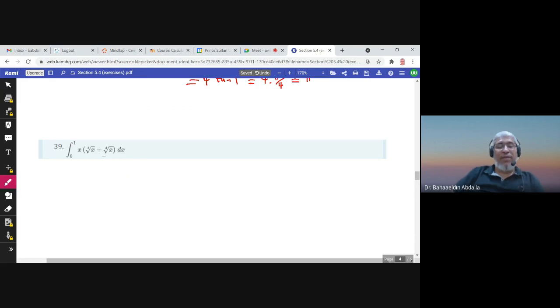Here I need to expand and to change these two powers. So I will write it x times this cube root of x. I can write it x to the power 1 over 3, and this is the fourth root, I can write it x to the power 1 over 4 dx. And then I multiply, expand. So x times x to the power 1 over 3 would be x to the power 1 plus 1 over 3, which is 4 over 3, and x times x to the power 1 over 4, 1 plus 1 over 4, which is 5 over 4.